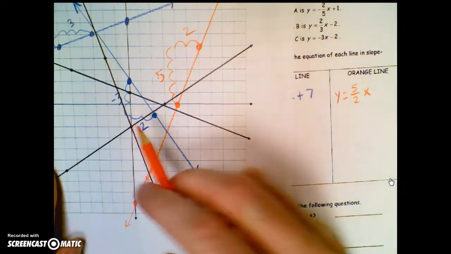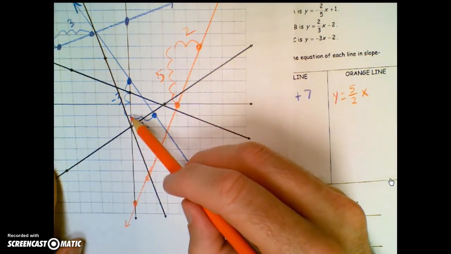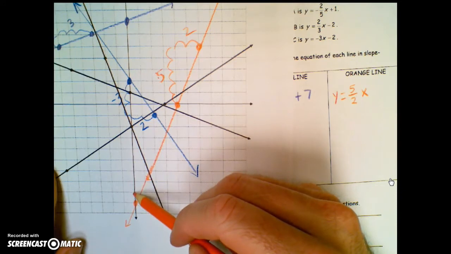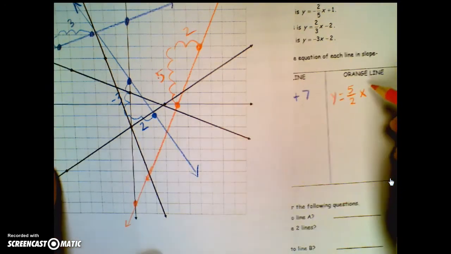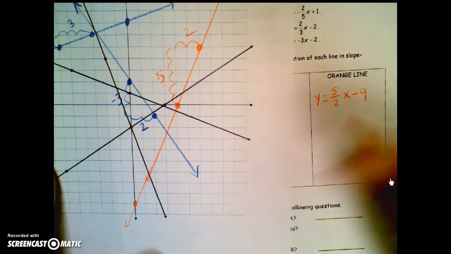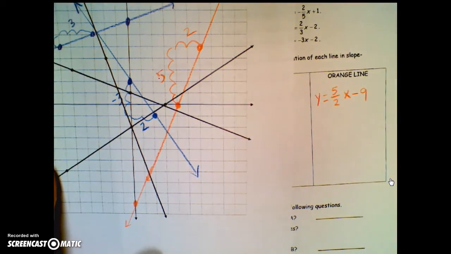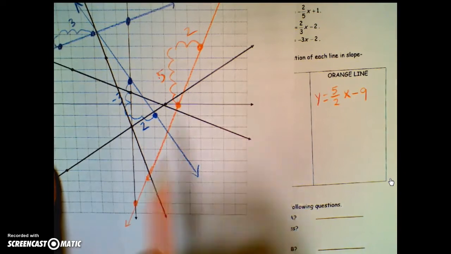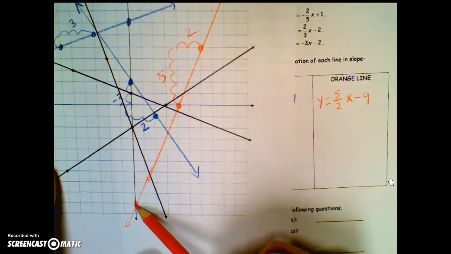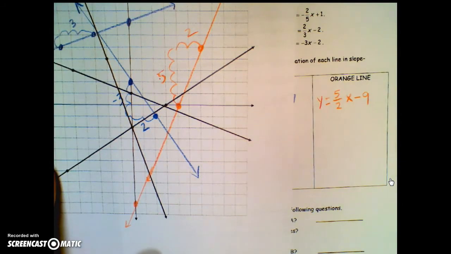So I would count from the origin down how many spaces. 1, 2, 3, 4, 5, 6, 7, 8, 9. Because I went down, it's negative. So the equation here is y equals 5 halves x minus 9. So again, I used the slope, and I found the y-intercept to get my equation for this graph.